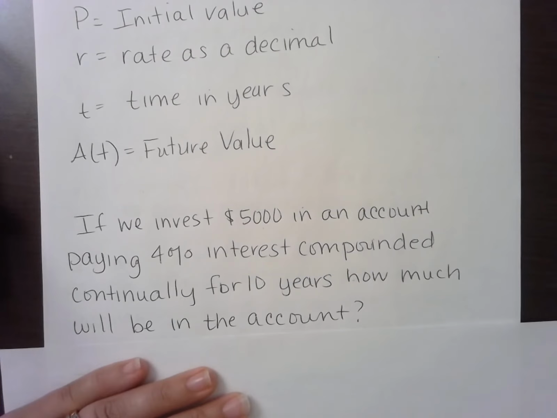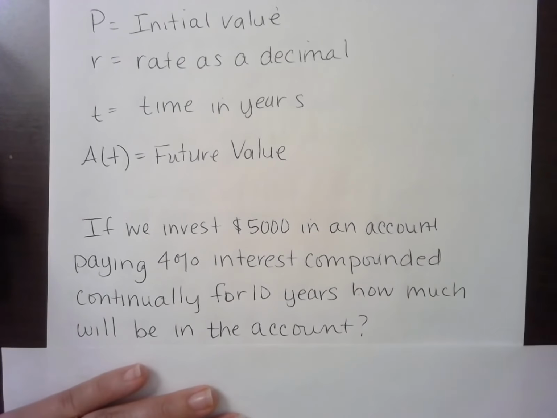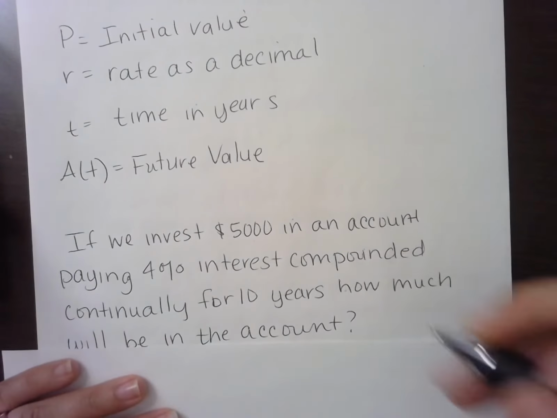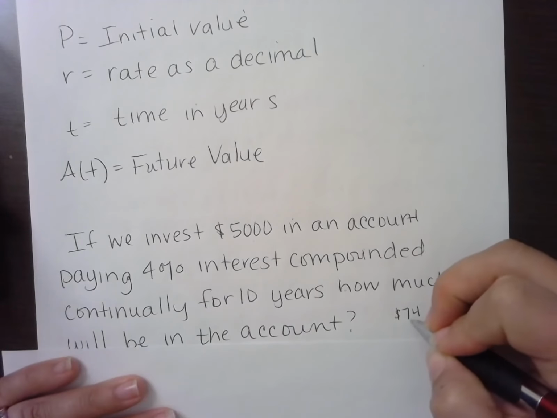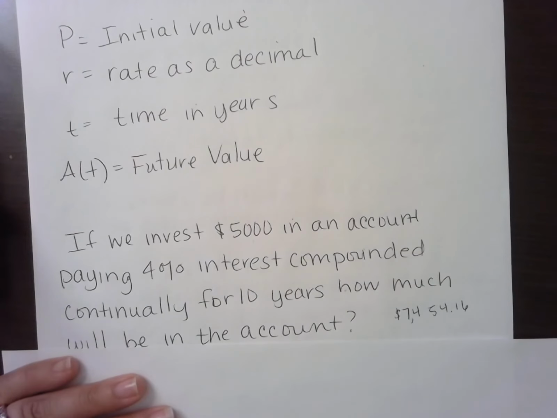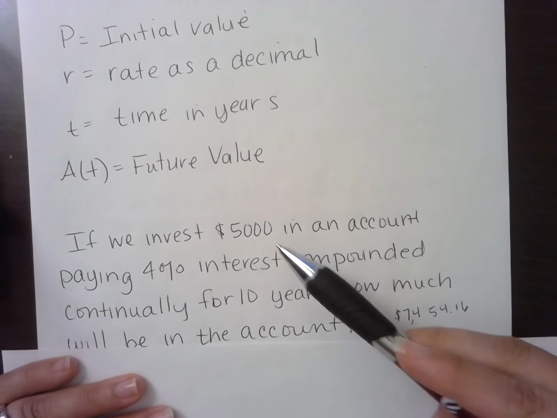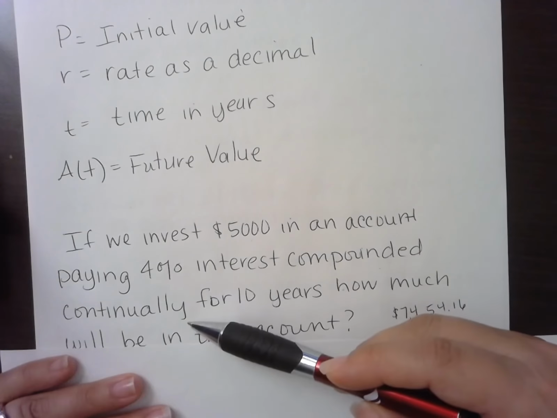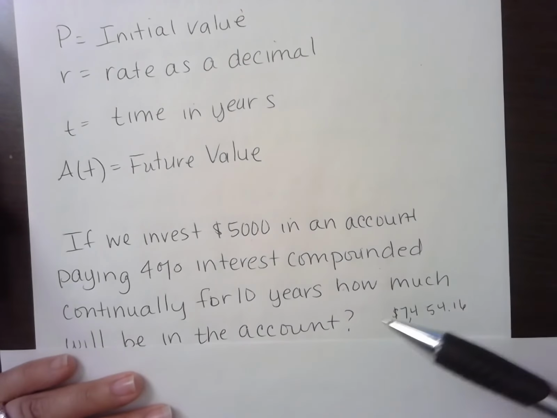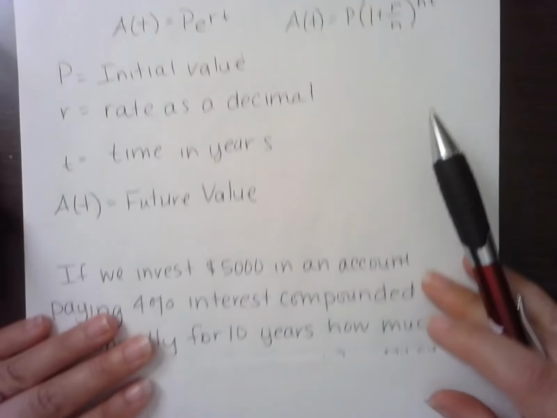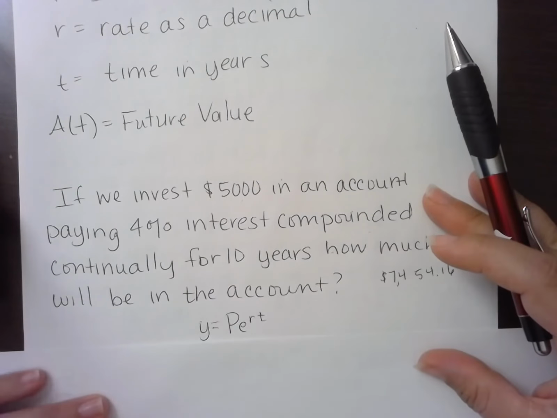All right, so we had an example where we did this before. If we look back at that other one, it was compounded monthly, I think, and when we did that we ended up with a value of like $7,454.16. So we're going to use the same numbers here, the 5,000 and 4%, but this time compounded, really this should say continuously, well, continually means the same thing, for 10 years. Okay, so instead of using our formula that looks like this, because we have the word continuous in there, we're going to use this one instead.